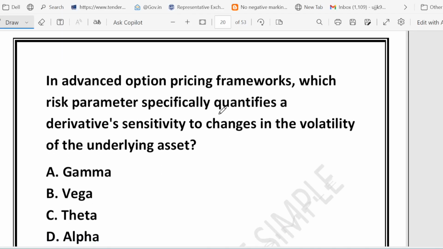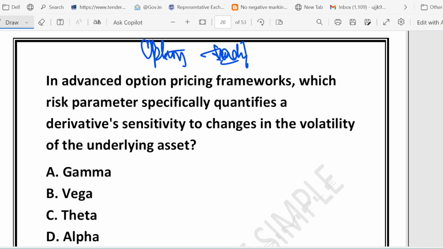Please go through it. So the question is asking you, we are learning a super important concept, and this is related to option trading. Super important concept, the Greeks. So the question is, in advanced option pricing framework, which risk parameter specifically quantify a derivative sensitivity to change in the volatility of the underlying asset? How much the derivative is sensitive to the change in volatility of the underlying asset? Option they have given gamma, vega, theta, alpha. So which option do you think is correct?